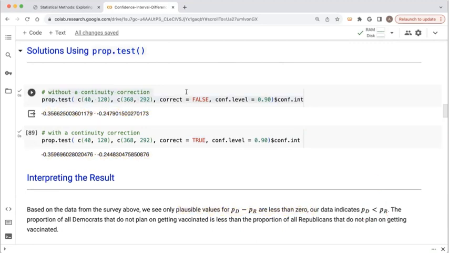Okay, and so the prop test command in R is very nice. We get these confidence intervals as the output, but it's kind of like a black box. We're not quite sure what's going on underneath the hood. So let's verify these results using the formulas that we derived earlier in this video.